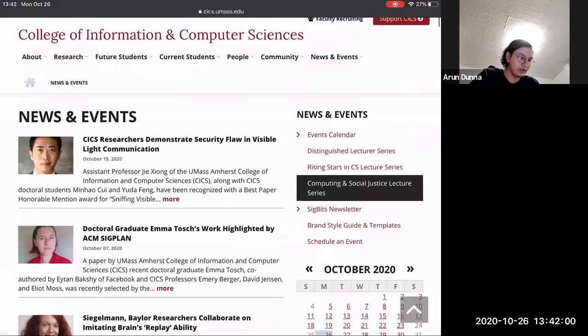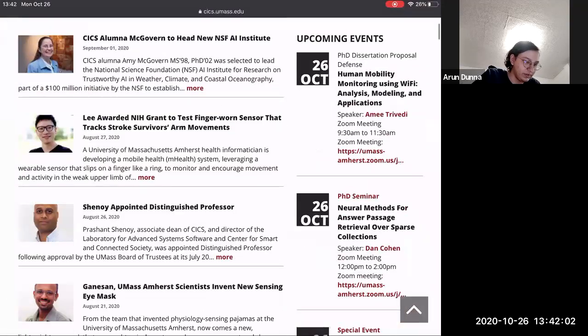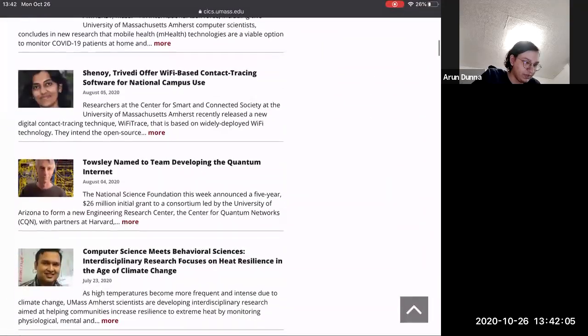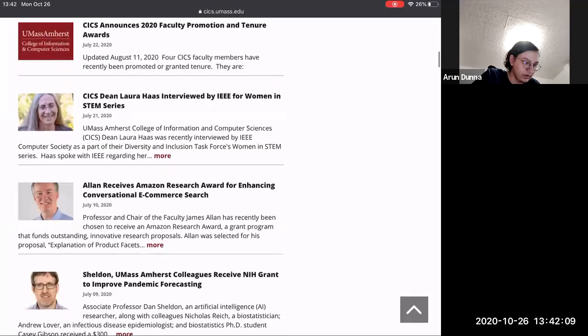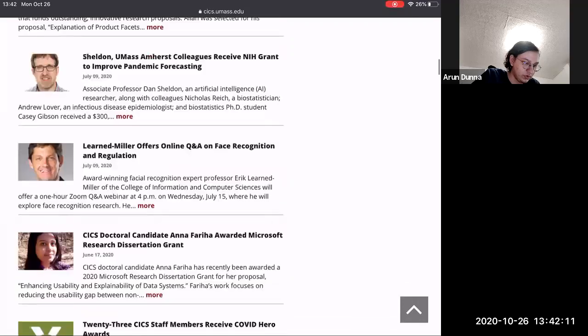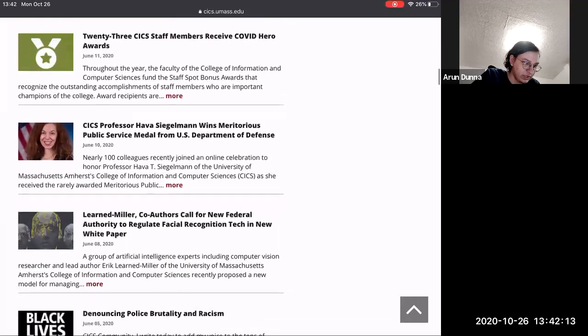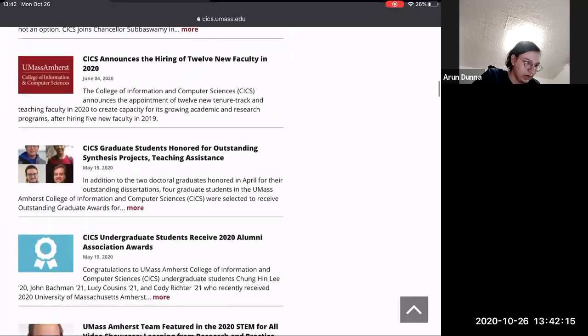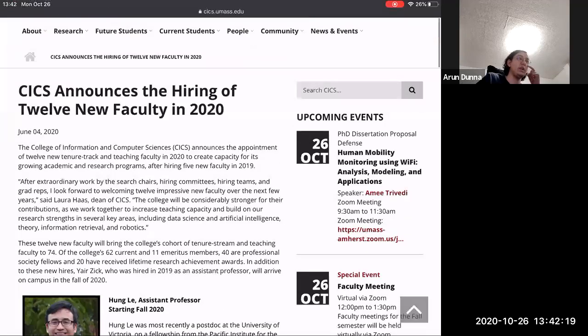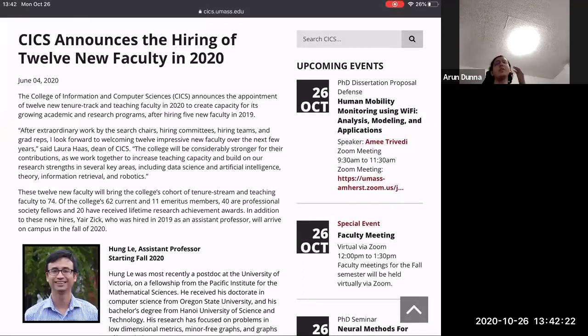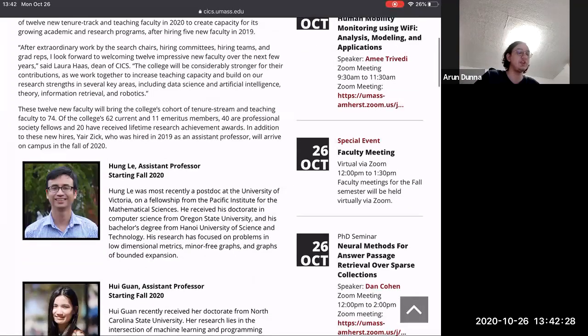So if you just go to the UMass CS news, then you'll be able to see when there's new faculty. There was one announcement pretty recently. Here, this one where the CICS announces the hiring of 12 new faculty in 2020. This is not faculty all going to be starting in 2020, but most of them will be, or will have, at least in the fall. Plenty of them will also start next spring or sometime next year.